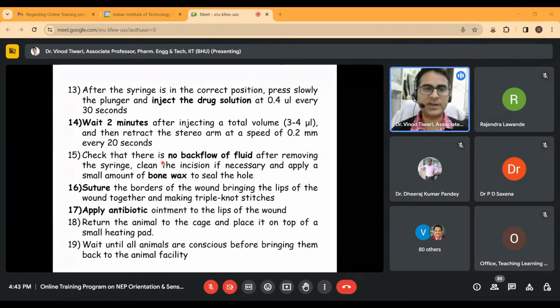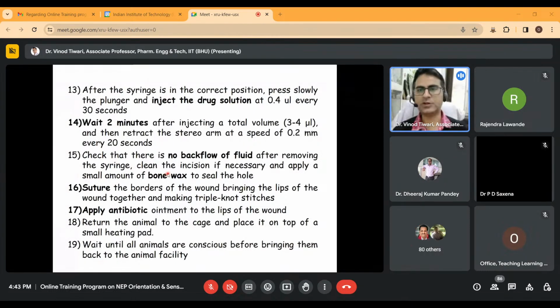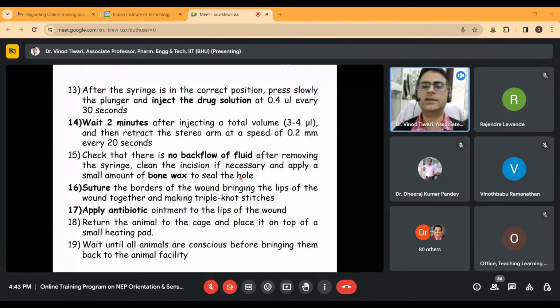Okay. And check that there is no backflow of the fluid after removing the syringe. You have to clean the incision with 70% ethanol, apply the povidone iodine antibiotic, and apply a small amount of bone wax to seal the hole so that there is no backflow later on. And then you can suture the borders of the wound. You have put the incision on the muscles, so now you have to stitch it back.